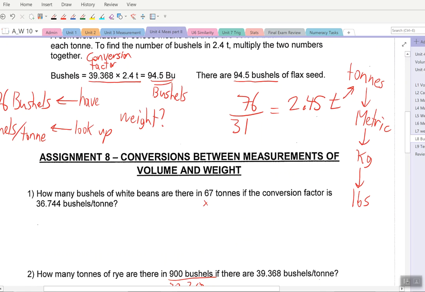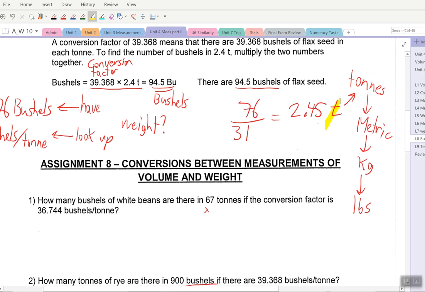Away you go. Do keep in mind again that tonne is spelled with an E, it's metric, okay, and that would be kilograms. And to convert to pounds, you'd then have to do one more conversion to get there. Okay, away you go, doing assignment number 8.